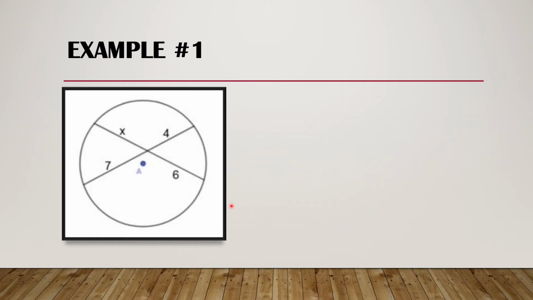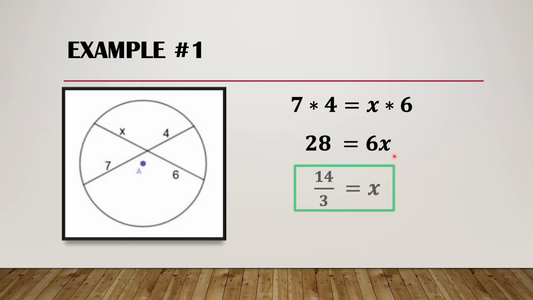Our equation now will be 7 times 4 equals x times 6. Multiplying 7 times 4 is 28, equals x times 6, that is 6x. Then dividing both sides by 6, the value of x now is 14 over 3. Did you get it? Very good. But if you don't, we still have many examples ahead.